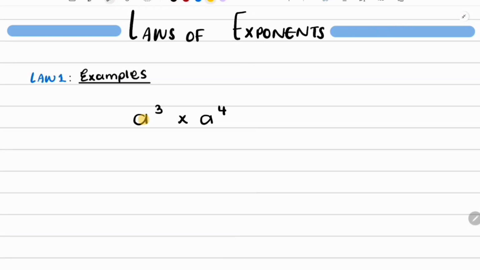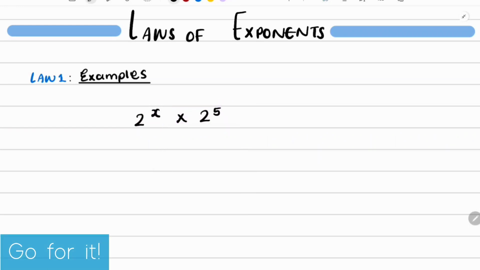Okay, so since we have a multiplied by a, and the bases are exactly the same, we're going to keep the base exactly the same. And we can see that we are multiplying, so we need to add the exponents. So 3 plus 4 gives you 7. And that would be your answer.